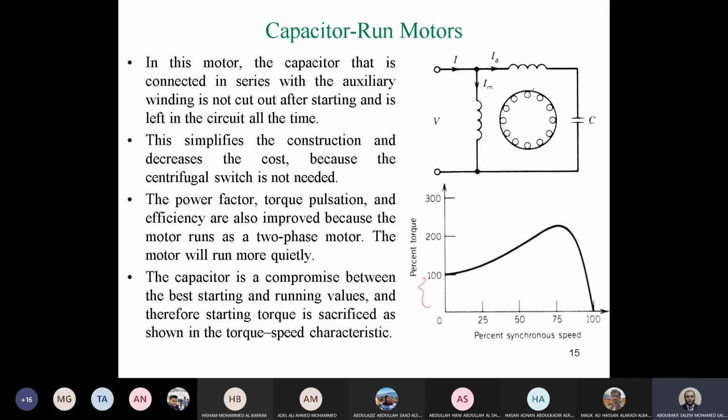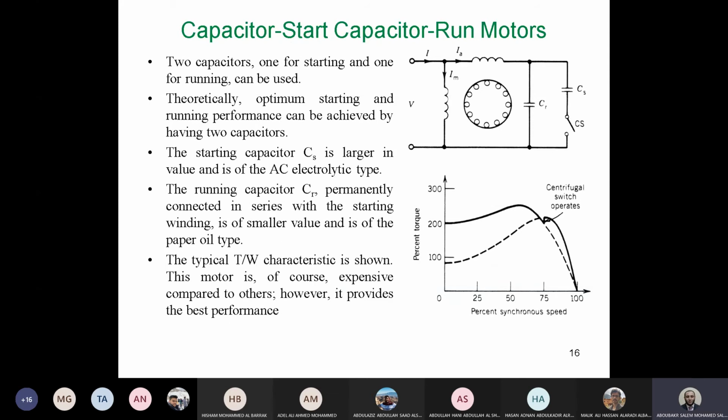Another solution is capacitor start, capacitor run. What do you think, Shabab? Why do we need this technique? To increase the starting torque. Exactly. So in order to increase starting torque again, we can add another capacitor, okay, with the centrifugal switch.